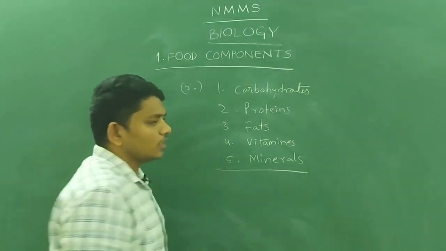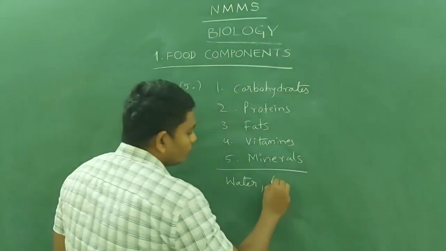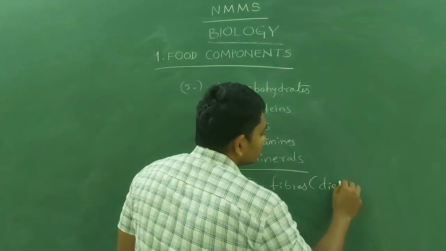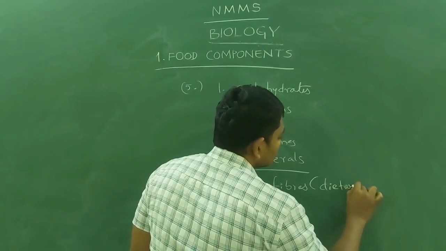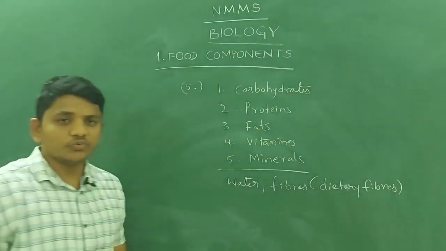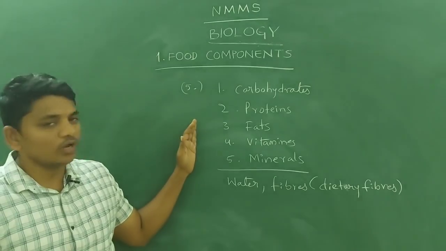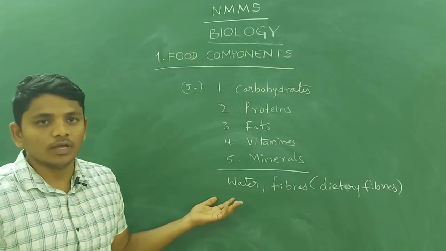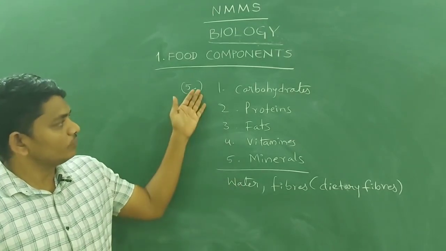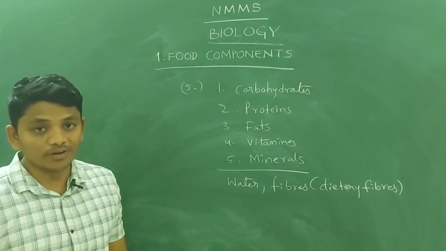And besides these, water and fibers or dietary fibers are also needed along with our food. So here 5 types of major food components and 2 types of minor food components are required for our body. First we will discuss the 5: carbohydrates, proteins, fats, vitamins and minerals.